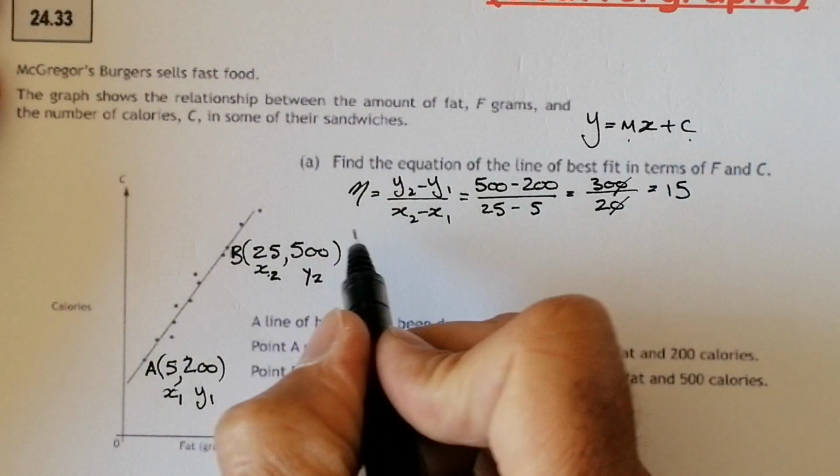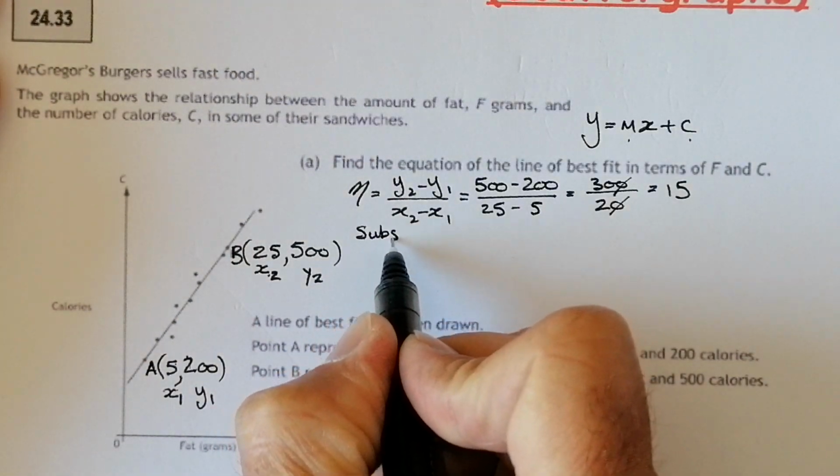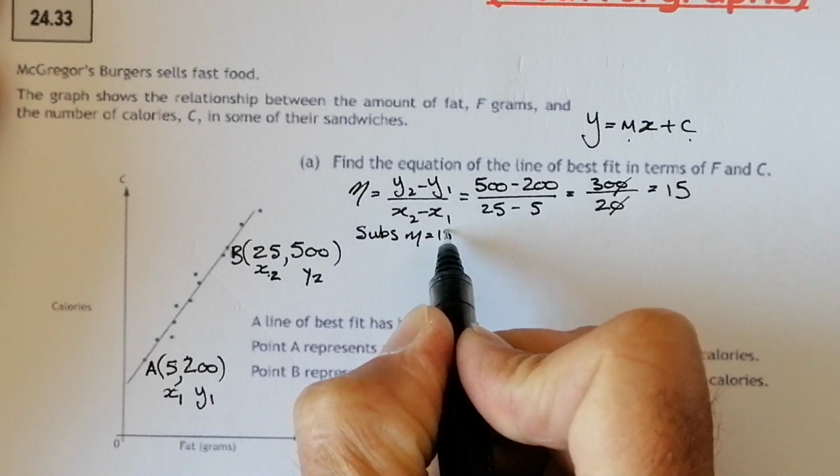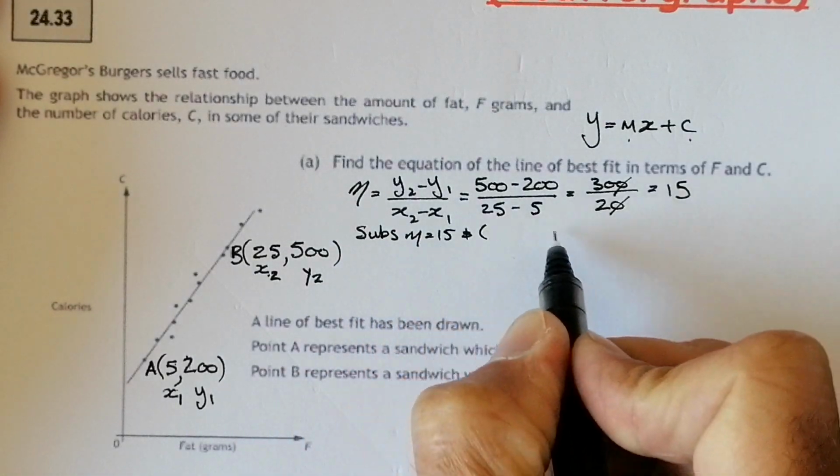So what I'll do is substitute that gradient I've just worked out. The gradient equals 15, and I'm going to choose one of the points.